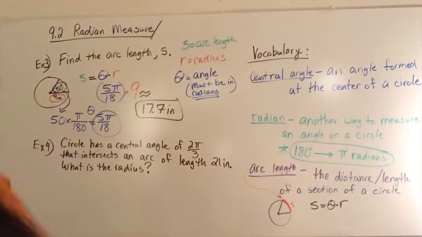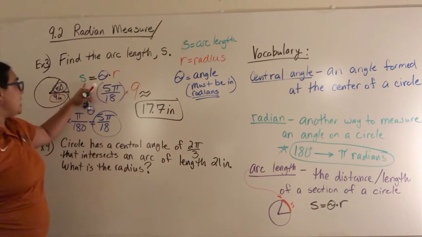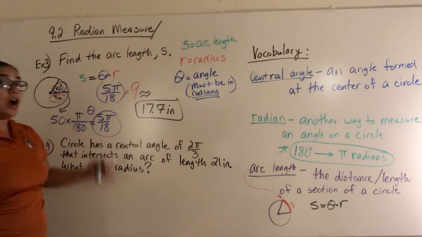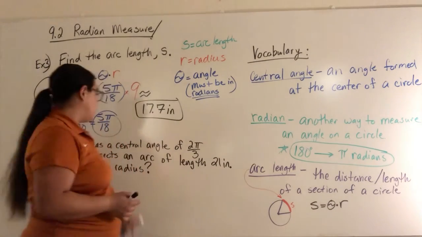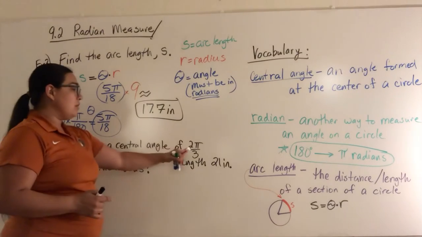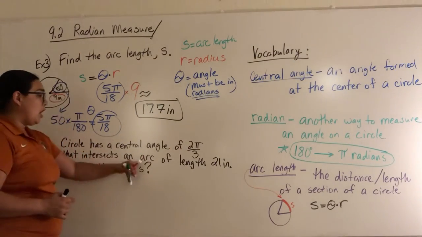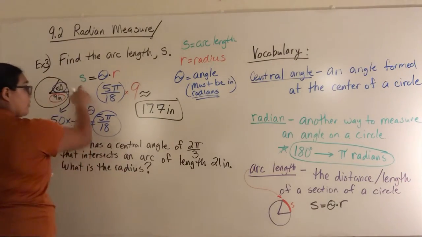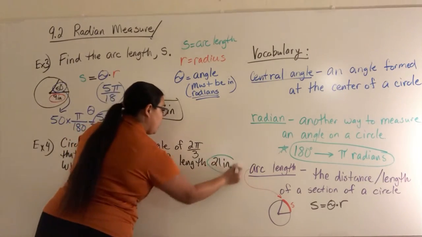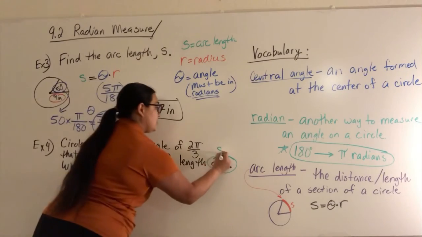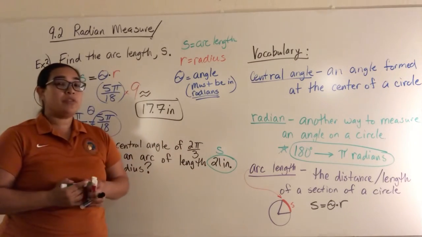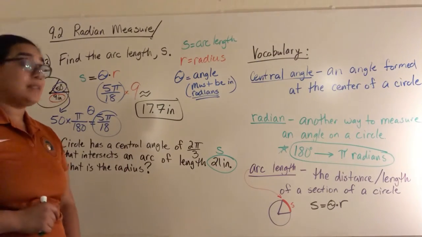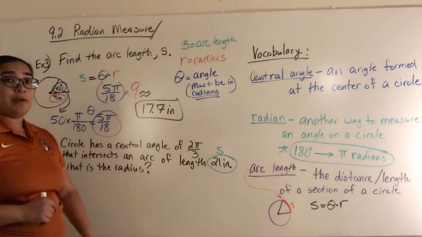So think about this. You already know that this is your formula right here: S equals theta times R. So, S, do you know your arc length? Do they tell you the length of the arc? Circle has a central angle, that's an angle that intersects an arc of length. You already know your arc length. So you know your green value. Your green value in this problem is 21. This is your S value. It's very important that you go through the information they're giving you and identify it. 21 is your S, the green value in the formula that we had up here.